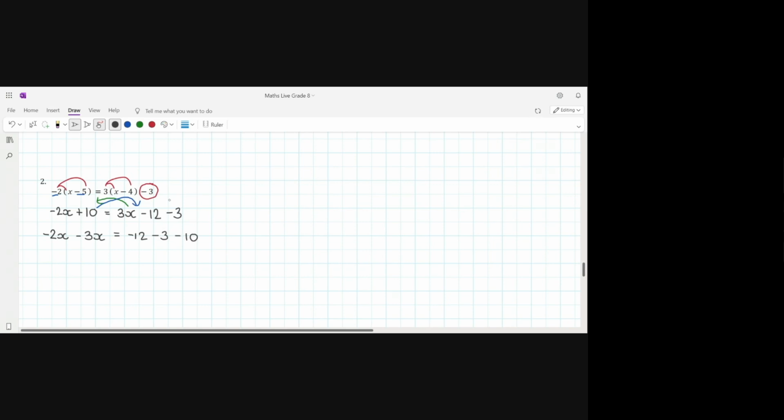Add for me, guys. Please add for me. Negative 2x minus 3x will give me? Good, Bree. Remember, guys, we are minusing. Negative 2 minus 3 will give us negative 5x. Good, negative 5x. And that is equal to negative 12 minus 3, that's negative 15, minus 10 is negative 25. So you guys are spot on. Last step. What is our last step?